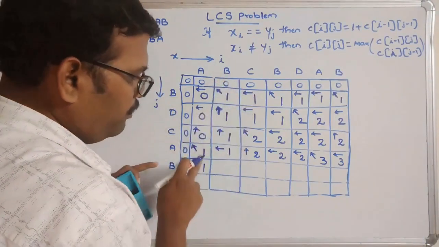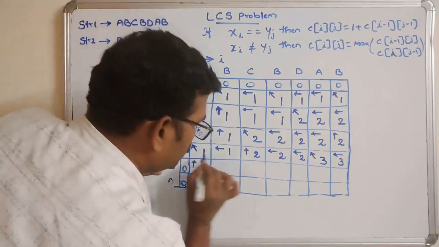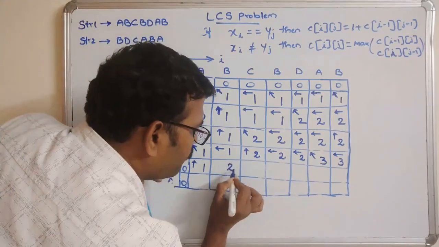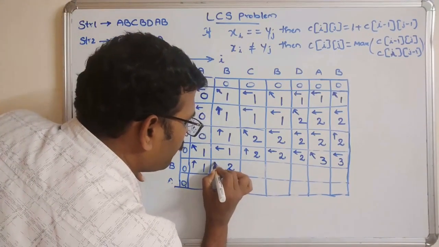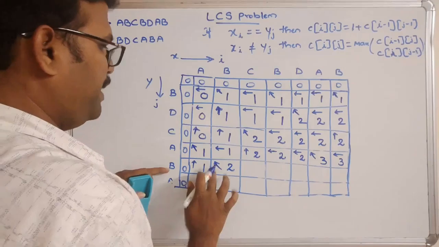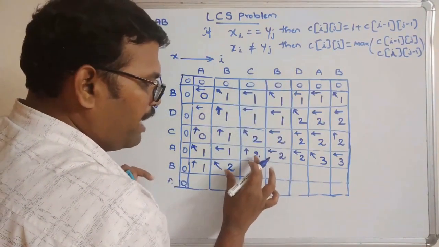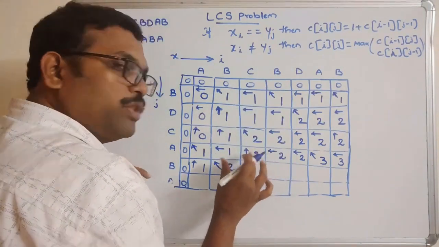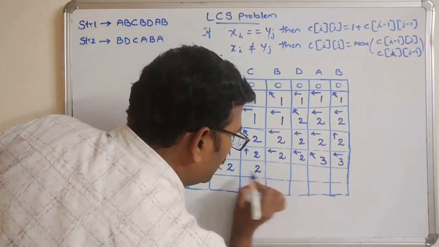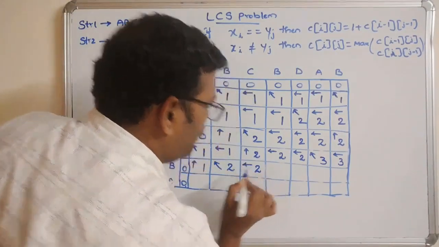B and B both are equal. We need to add 1 to the diagonal. So here it is 1, after adding 1 it becomes 2. So we got 2 from this particular cell. And B and C both are unequal, and diagonally we are having a 2 and 2. So both are same, we can consider it as a 2 and we can consider any cell.